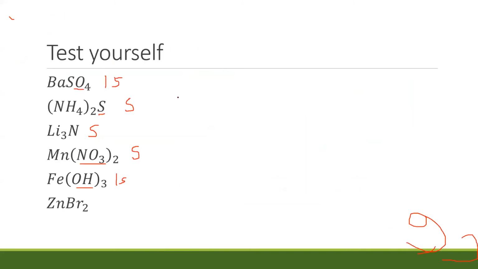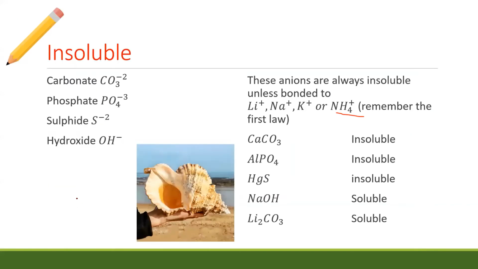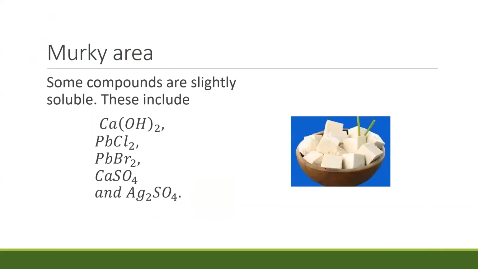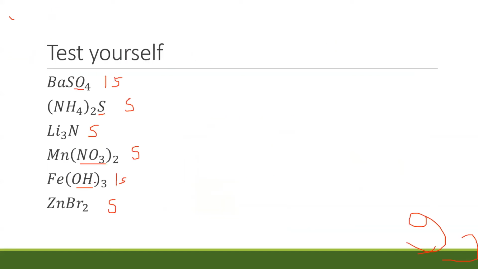Last one, zinc bromide. That's soluble. Bromine is always soluble unless it's bonded to one of these things: silver, lead, or mercury. And zinc is not silver, lead, or mercury. So that means it's soluble.